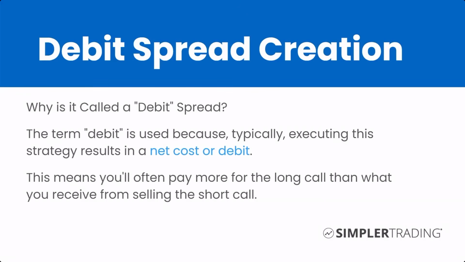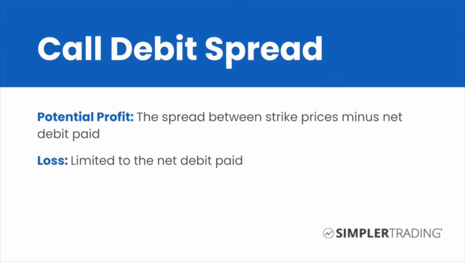So, why is this a beneficial strategy? Well, when you pay for the long call and then you sell a short call, the credit that you get for that short call is going to bring down the overall amount that you're paying, which brings your cost basis lower than it would be if you just simply bought the call by itself. When you're looking at what the potential profit and the potential loss looks like, the potential profit is going to be the spread between the strike prices minus the net debit paid, and your loss is going to be limited to the net debit paid.